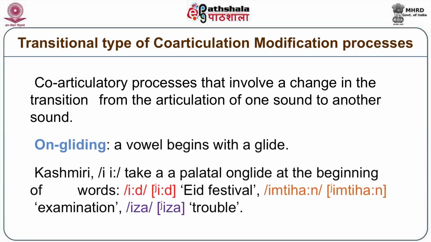On-gliding takes place when a glide is inserted before a vowel. For example, in some languages, such as Kashmiri, if a word begins with a certain vowel, then a glide is inserted. In Kashmiri, if a word begins with an E vowel, then the glide is inserted. As you can see in the examples, Imtihan is pronounced Yimtihan, Eid is pronounced Yeed, etc.